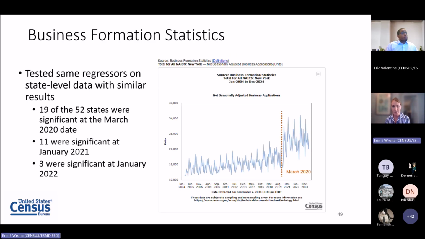As far as the state's data goes, I tested the same regressors on state level data with similar results. We had 19 of 52 states significant with the March 2020 regressor. 11 were significant at January 2021, and just 3 at January 2022. And then here's a graph of not seasonally adjusted data from New York, which was one of the 19 significant states at March 2020.